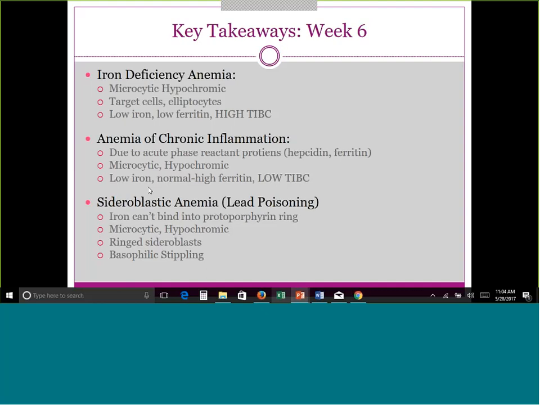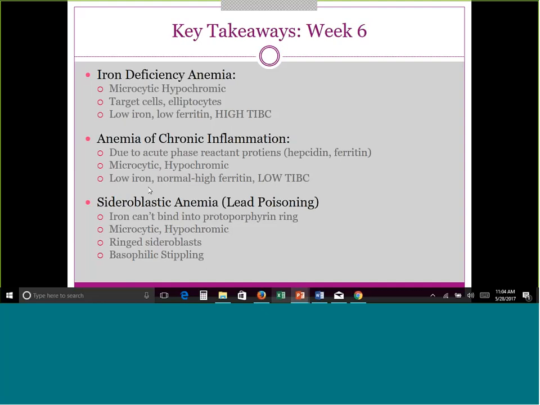So key findings of iron deficiency that we will see in the hematology, besides the microcytic hypochromic, on the blood smear, we will see target cells, also known as codocytes, and elliptocytes. So those are 2 key poikilocyte findings. And then to confirm that it's iron deficiency, you would do iron studies. So we would see a low serum iron, a low ferritin, which ferritin again is your stored iron, but a high TIBC, that total iron binding capacity.